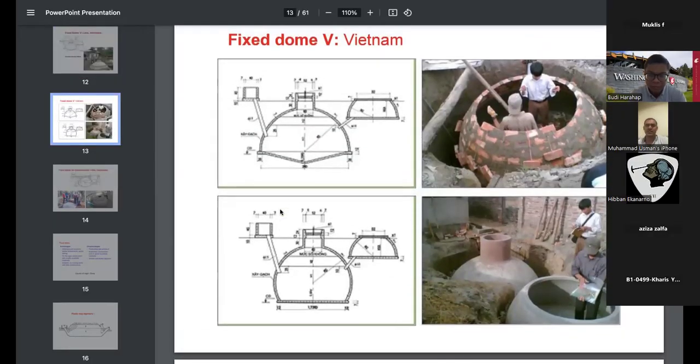So if you see the next one, it is Vietnamese fixed dome biogas plant, basically almost similar to the Indonesian type, but they are making a different type of outlet, somewhat a combination of arc type as well as rectangular type.